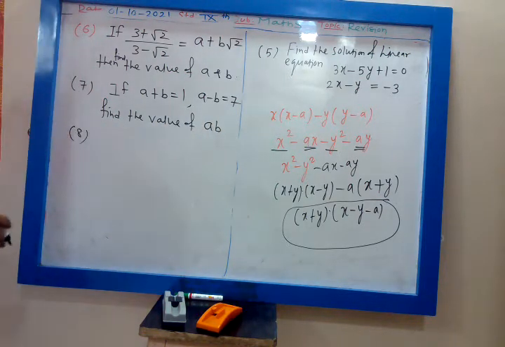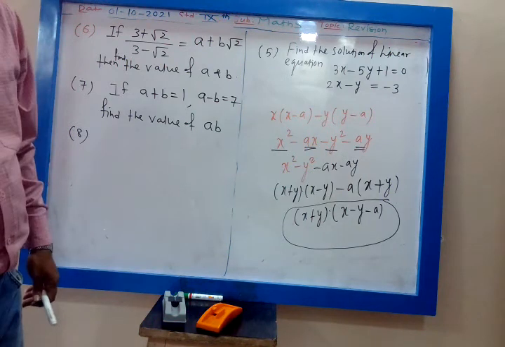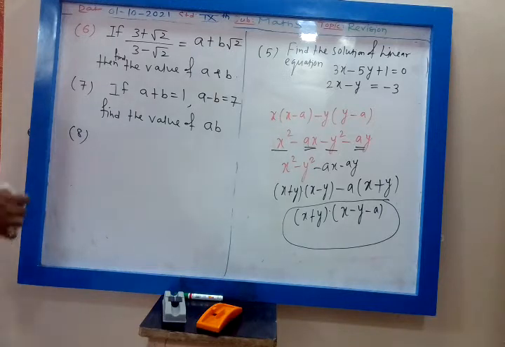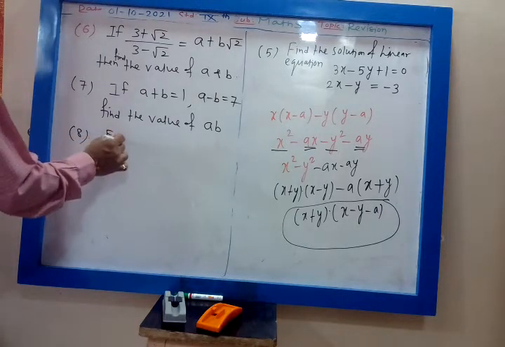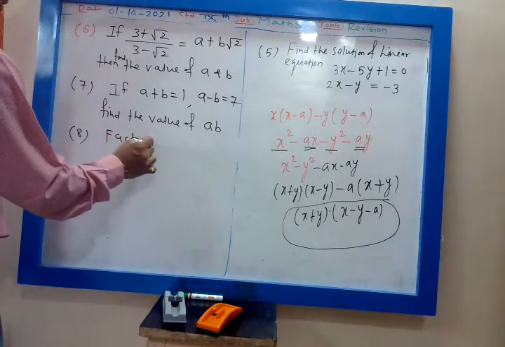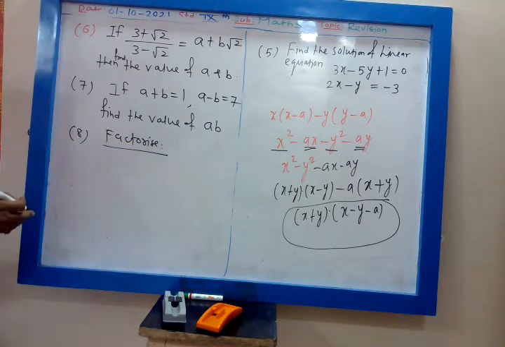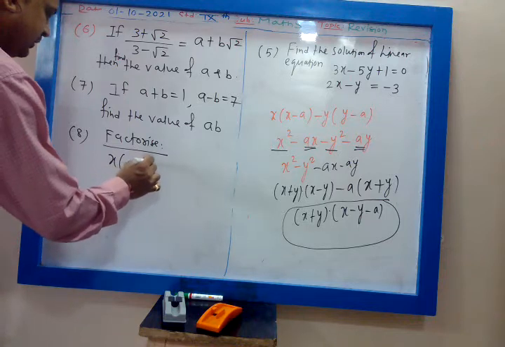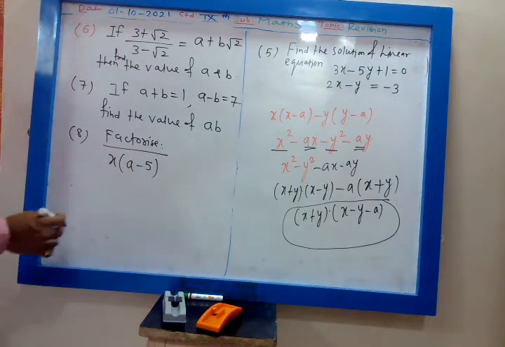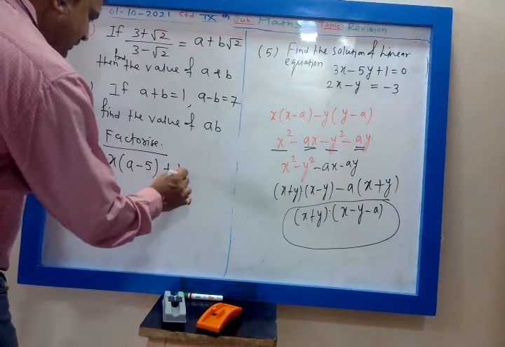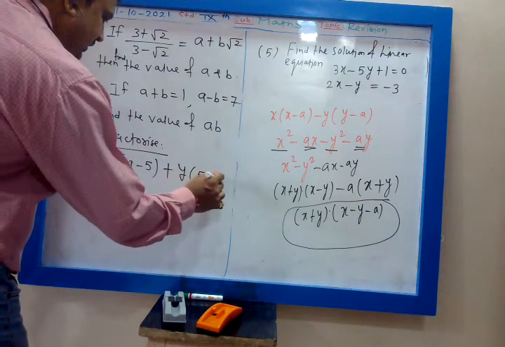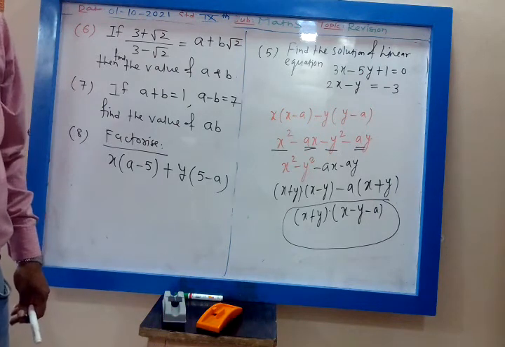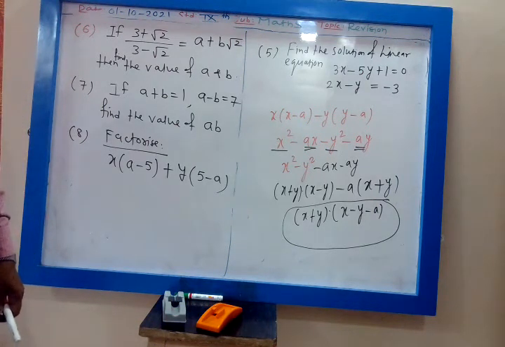Eighth one. Factorize x into (a minus 5) plus y into (5 minus a). Chalo, do it.